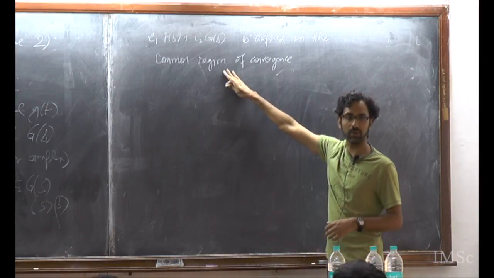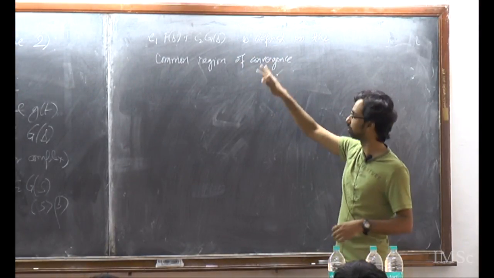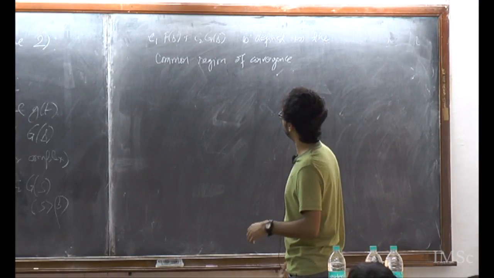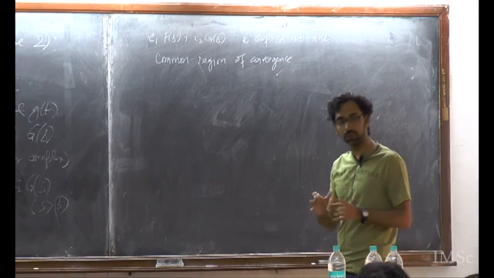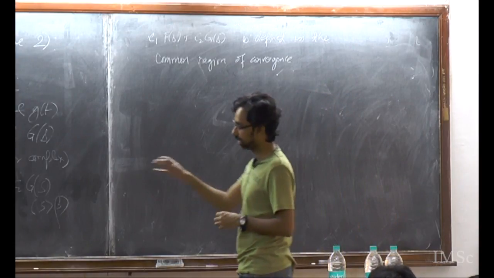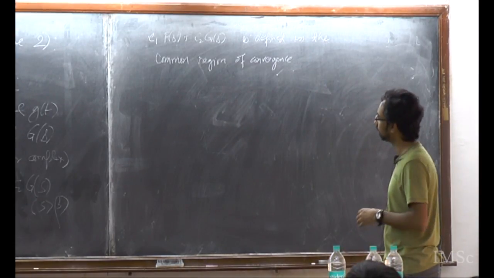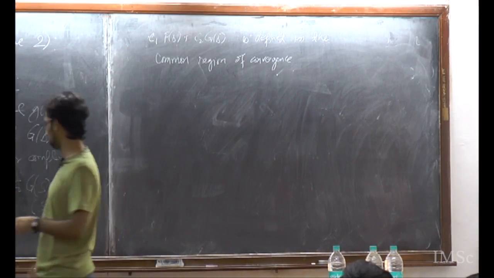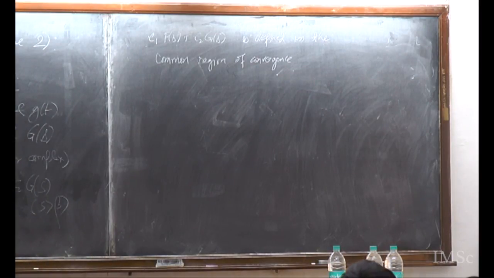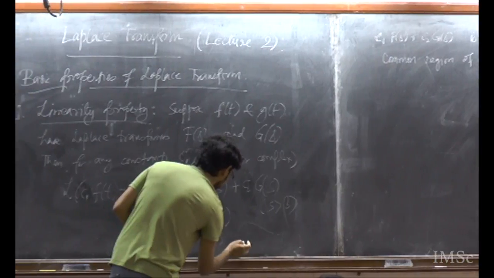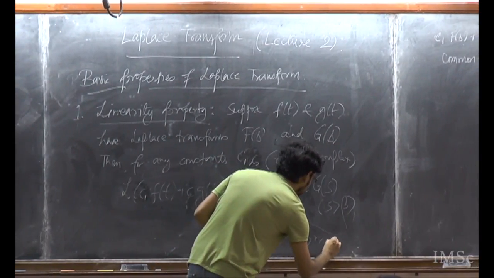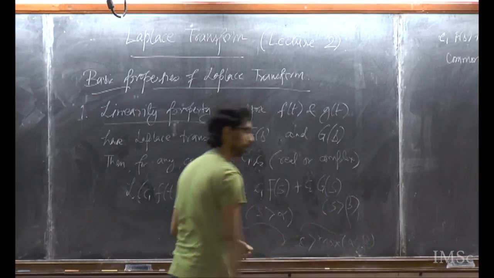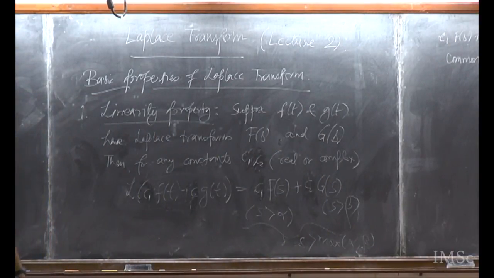Does everybody remember this terminology? Region of convergence? I wrote it down yesterday. The region of convergence is the set of values of s for which the Laplace transform is defined. So here, for example, if F(s) is defined for s greater than alpha and G(s) is defined for s greater than beta, this whole thing will be defined for s greater than the maximum of alpha and beta. Is it clear? Okay.